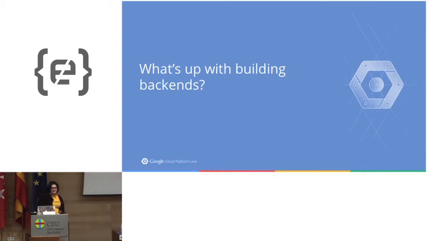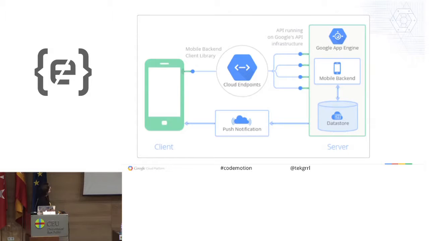So what's up with this building backends thing? You can build backends today on Google Cloud Platform very straightforwardly. You have a client device. You effectively write some backend application code. You can use this thing called Cloud Endpoints to expose your application code as an API.